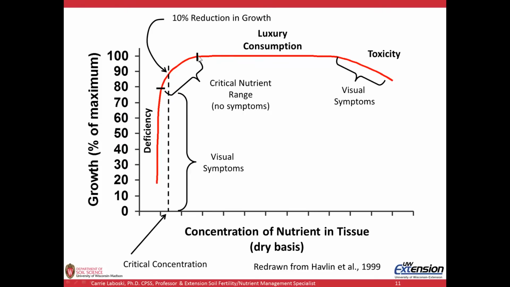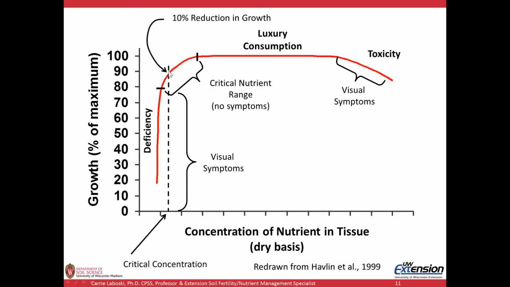Then when we hit 100% of maximum growth, this is more in the luxury consumption range. The tissue nutrient concentrations may increase, but the plant doesn't need more of it. So it's just consuming it because it's taking those nutrients in passively. And then we get to a point where we may see toxicities. So the tissue concentrations get so high, we start seeing growth go down. And often there's visual symptomology associated with that as well.